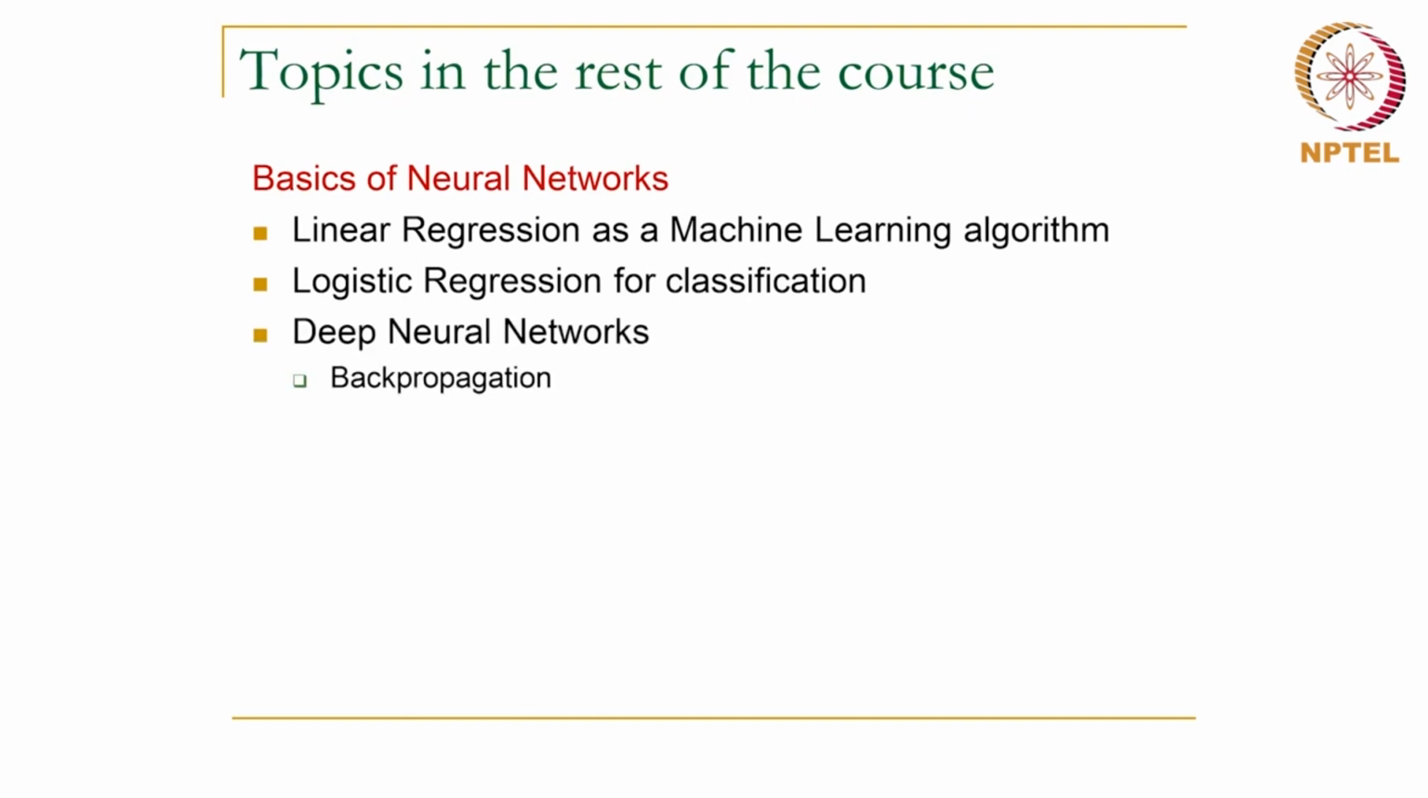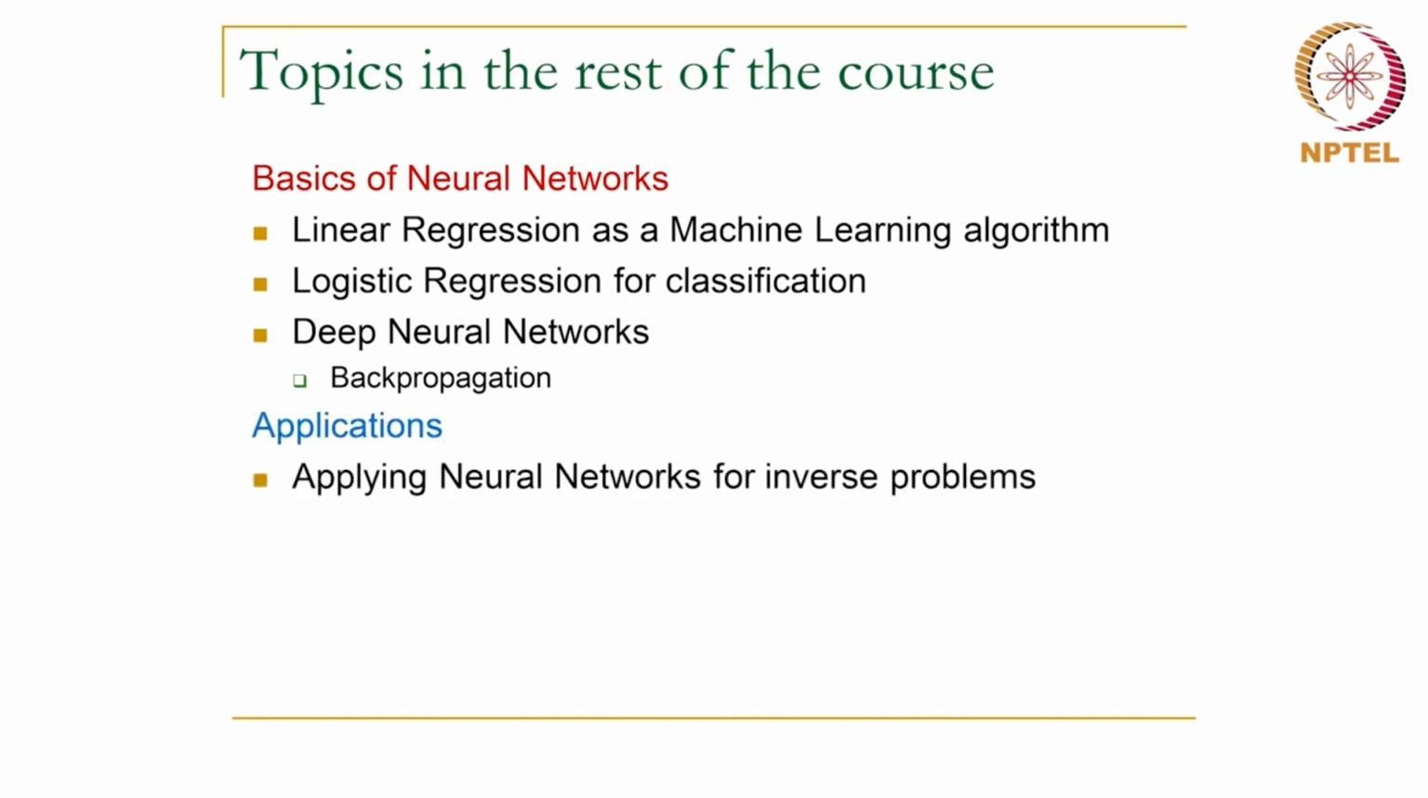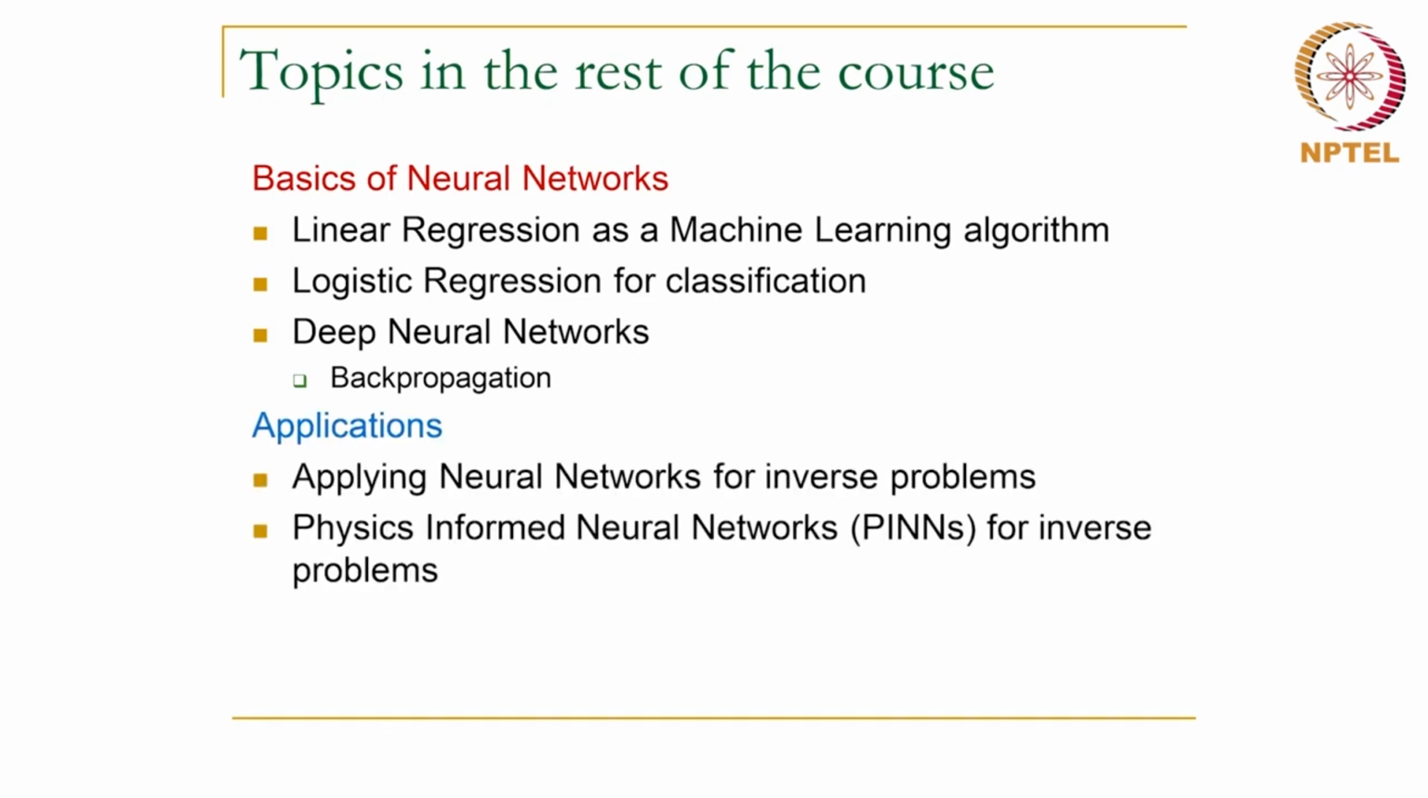And within neural networks, there is an algorithm called backpropagation, which is what makes it practical for us to find out these parameters. Backpropagation is related to what I told you, that we need to solve an inverse problem in order to find out the parameters of the neural network. So backpropagation is part of finding out those parameters. Okay. And we will, of course, apply neural networks for inverse problems.